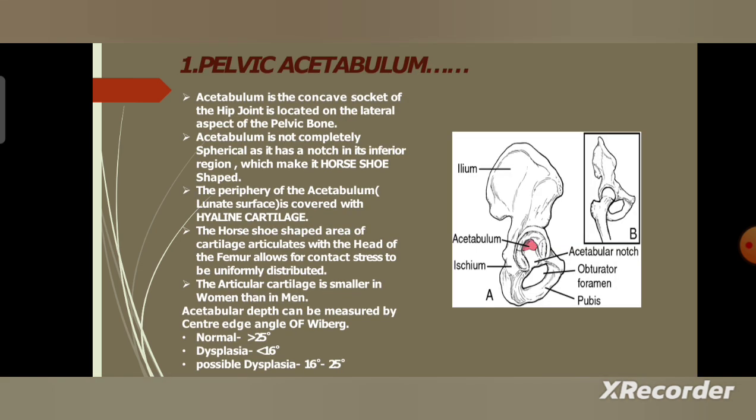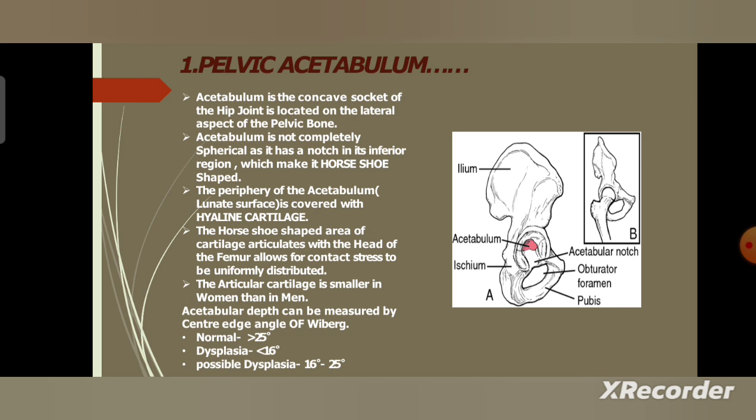So first is the pelvic acetabulum. The acetabulum is a concave socket of the hip joint, located on the lateral aspect of the pelvic bone. The acetabulum is not completely spherical, as it has a notch in its inferior region, which makes it horseshoe shaped. The periphery of the acetabulum, that is the lunate surface, is covered with hyaline cartilage, and the horseshoe shaped area of the cartilage articulates with the head of the femur, allowing contact stress to be uniformly distributed.